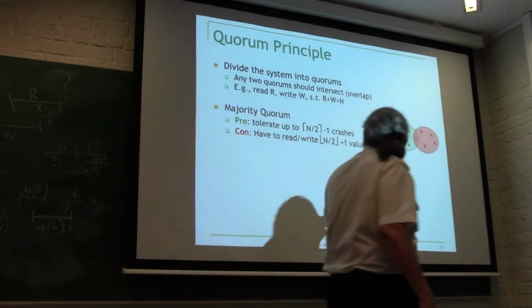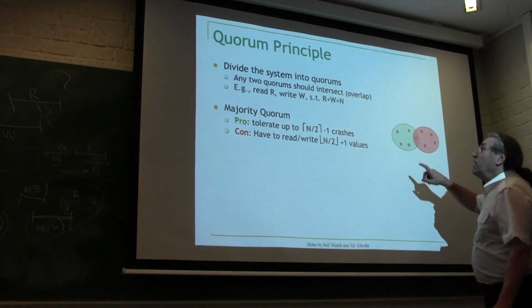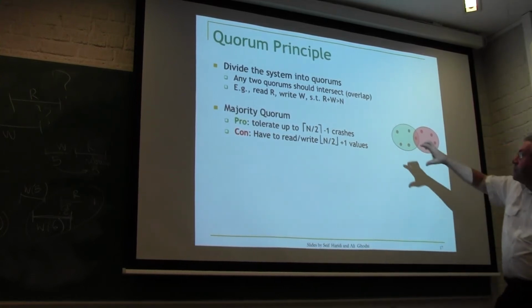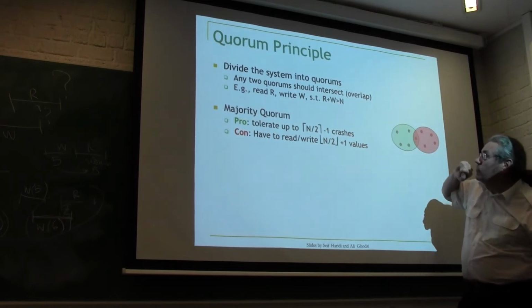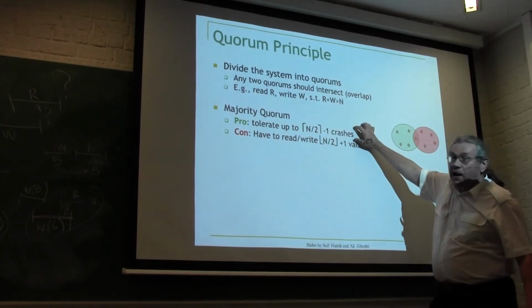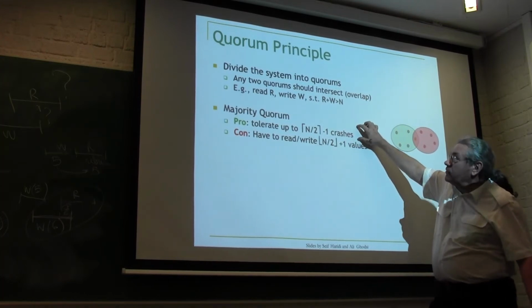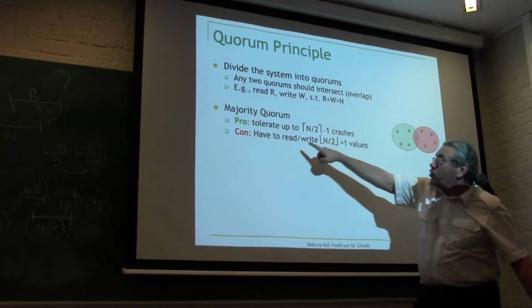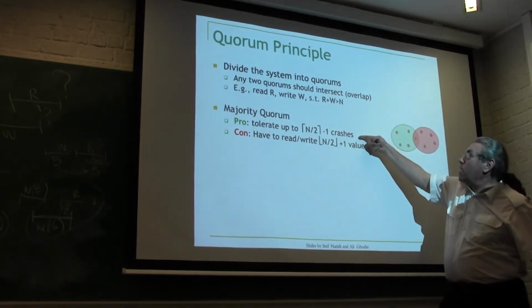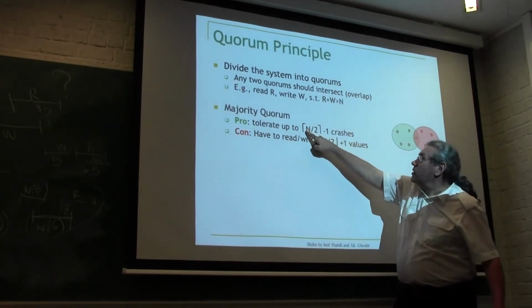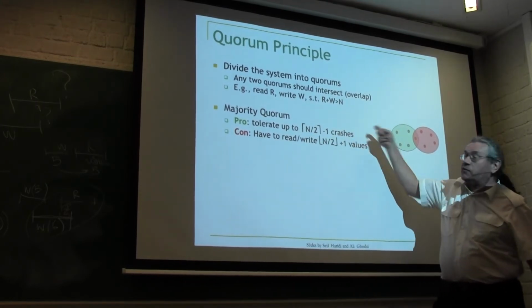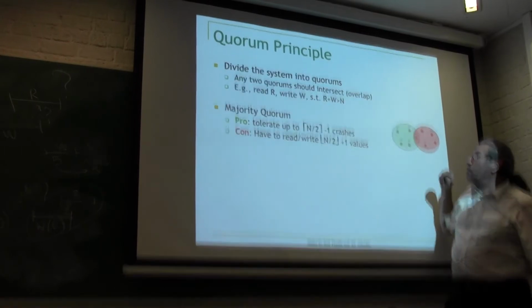And in a majority quorum, you will write to a majority and read from a majority. And this is the property it has. It will tolerate a certain number of crashes, but there's also an overhead. So the good part is it can handle lots of crashes. So for 9 nodes, it's the ceiling of 9 over 2, so this is 5 minus 1. 4 nodes will tolerate crashes.